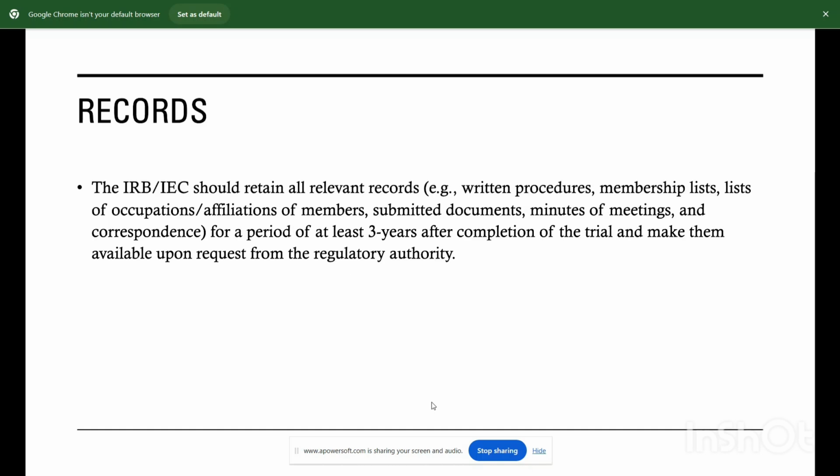Then the EC also has another responsibility. The EC has to maintain the study related documents, which the investigator submitted. During the study there may be different documents notified to the EC, and the EC will have its own documents also. So the EC has the responsibility to maintain these: the written procedures, membership, submitted documents, minutes of meetings, correspondence. All the documents the EC has to keep.